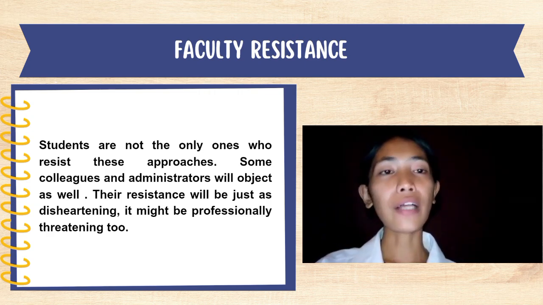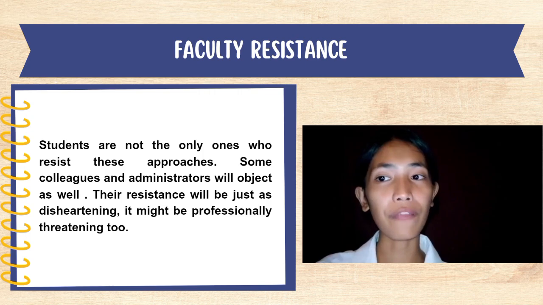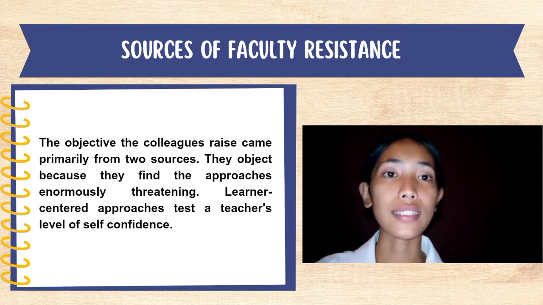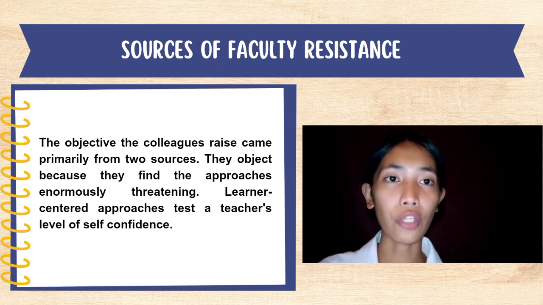So next we have the faculty resistance. Students are not the only ones who resist these approaches. Some colleagues and administrators will object as well. Their resistance will be just as disheartening. It might be professionally threatening too. So next we have the sources of faculty resistance. The objections of colleagues come primarily from these sources. They object because they find the approaches enormously threatening. Learner-centered approaches test a teacher's level of confidence.